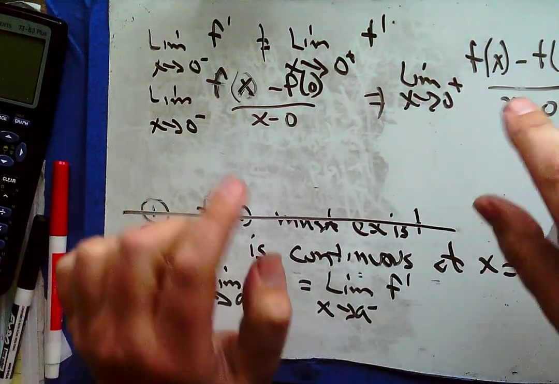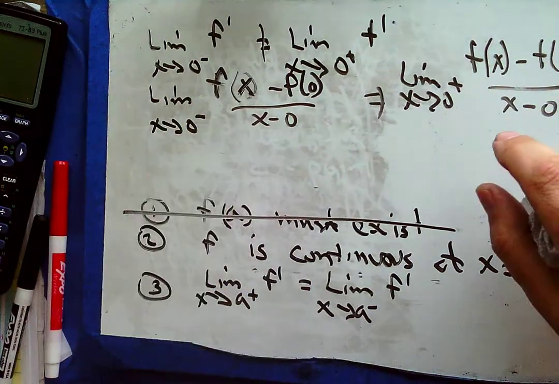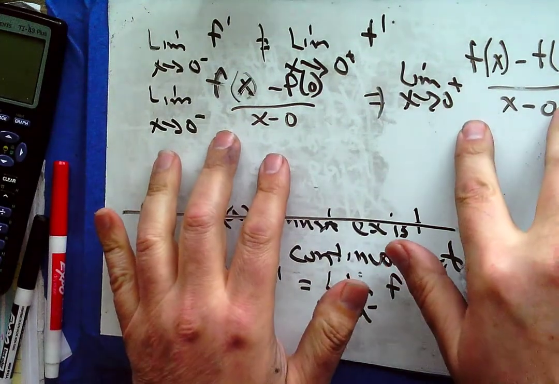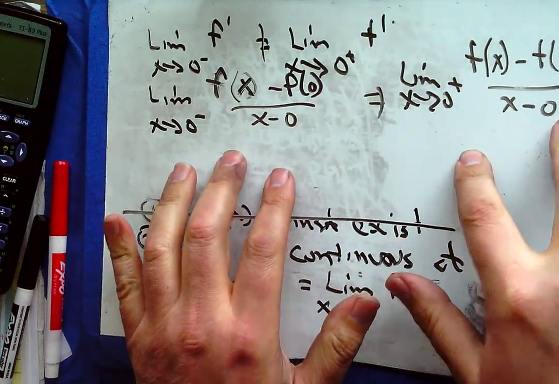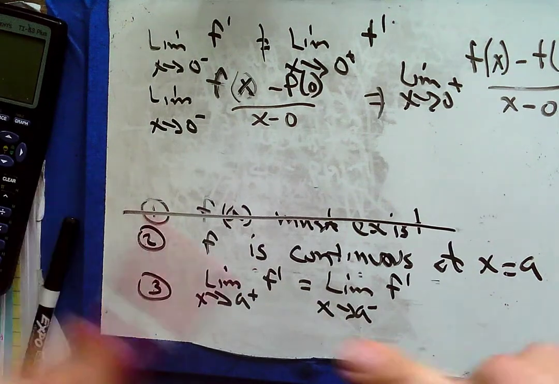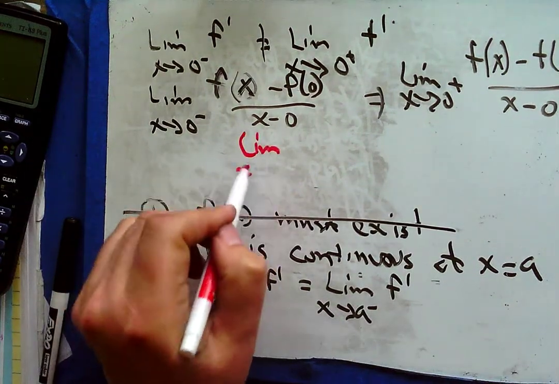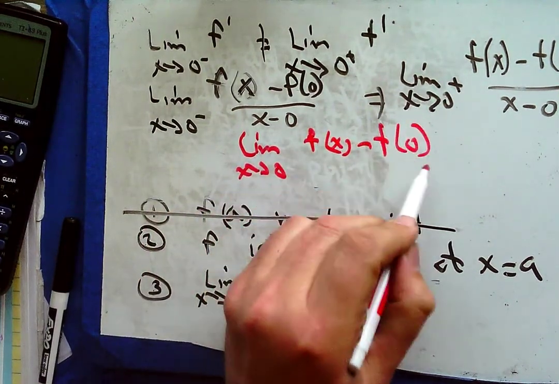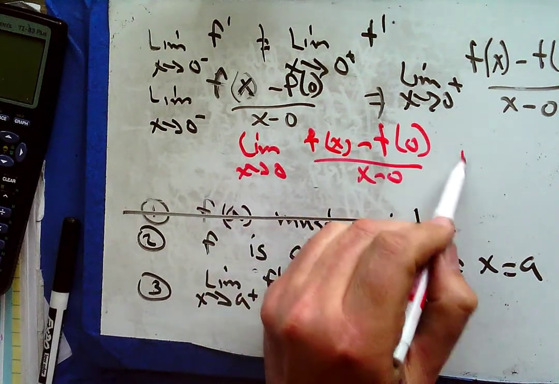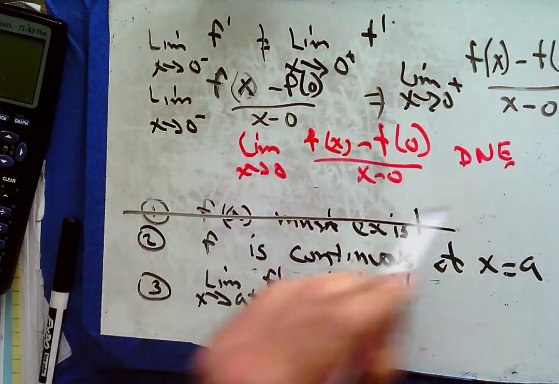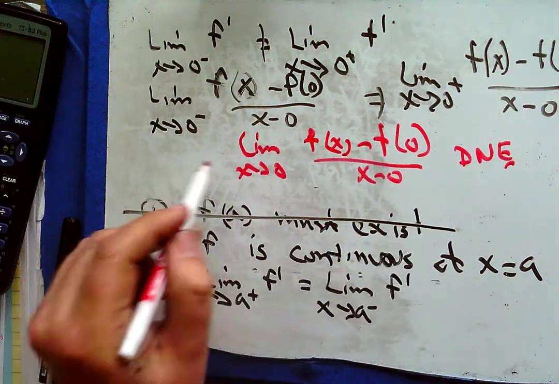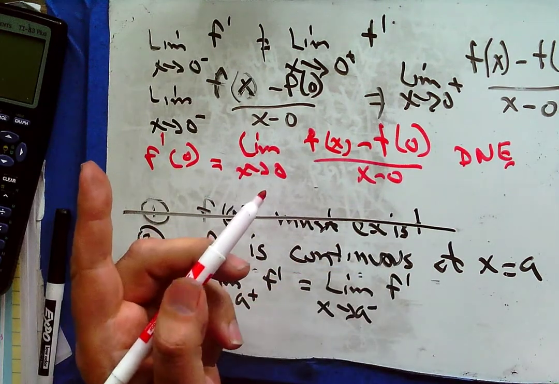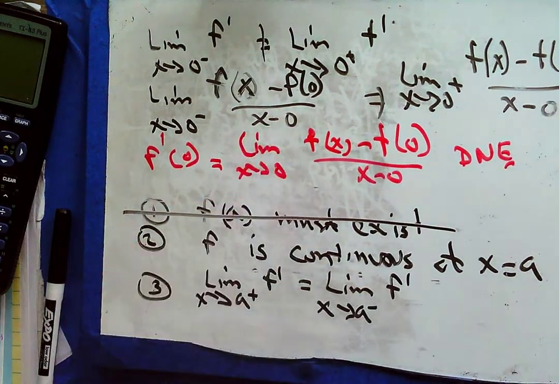But in our problem, absolute value of x, we saw that they weren't going to be the same. This is going to be a slope of negative 1. This is going to be a slope of positive 1. The limit of the slopes is not the same. Therefore, the limit as x approaches 0 of f of x minus f of 0 over x minus 0 does not exist. This limit definition of the derivative does not exist. F prime of 0 does not exist because the limit of the slopes from both sides isn't the same.